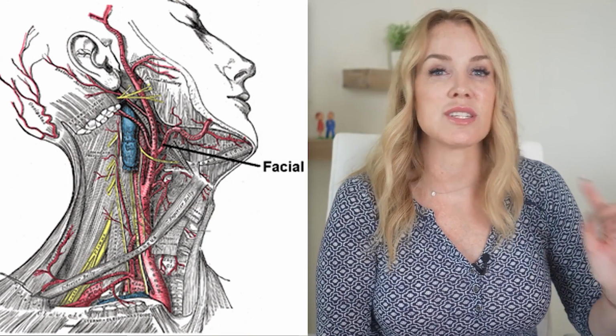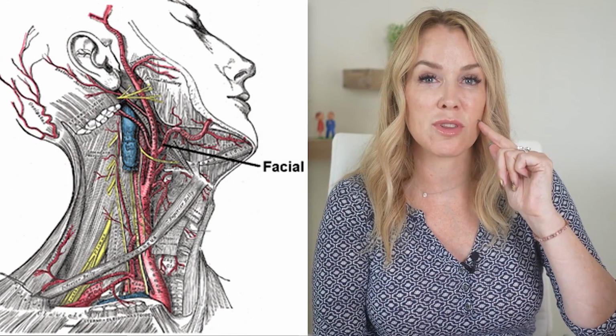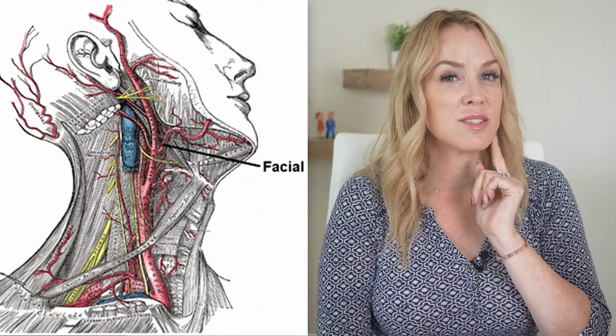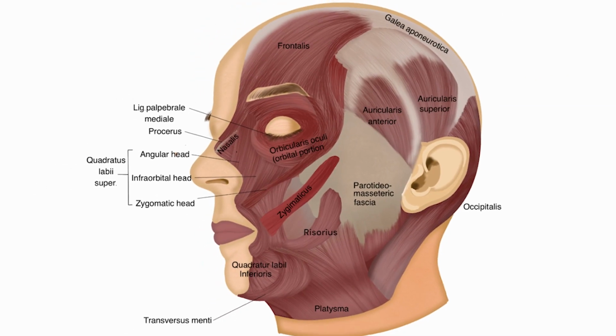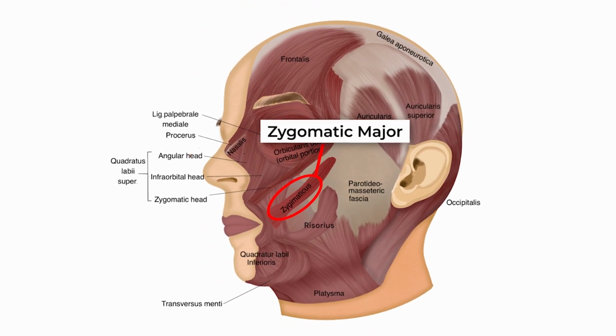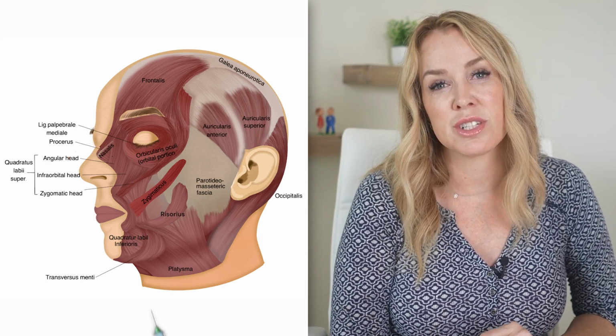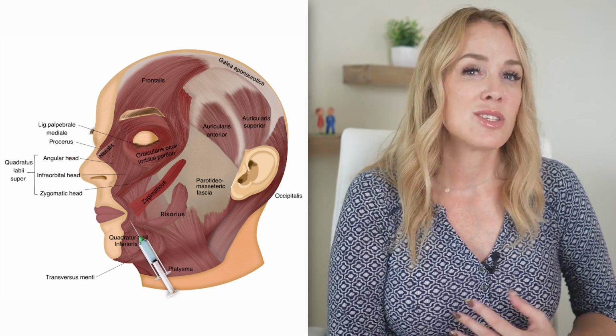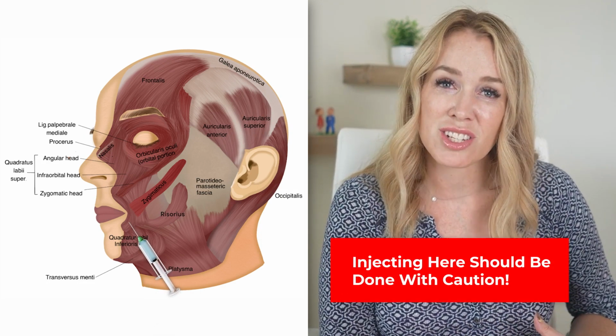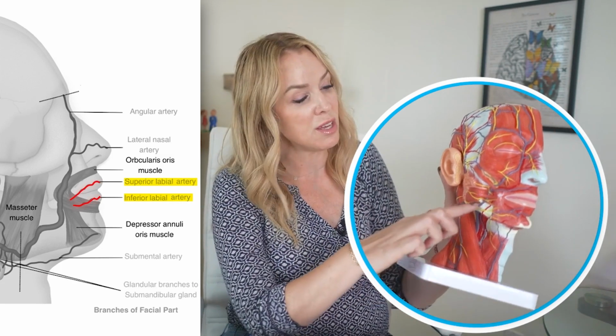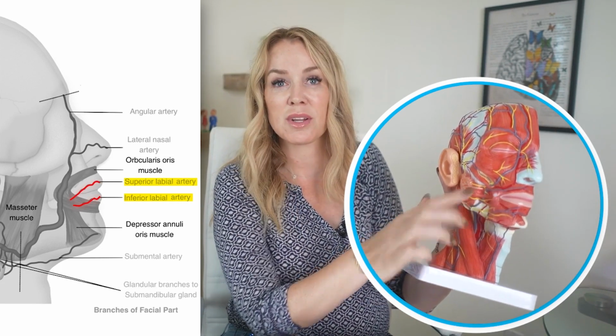The facial artery is tortuous to accommodate for the movement, where the facial vein is straighter. It goes across the lower cheek under the zygomatic major, often running near the marionette line. So it comes over here. Then it becomes more superficial near the lower nasolabial fold, so injecting here should be done with caution. It then branches off to the inferior and superior labial arteries.